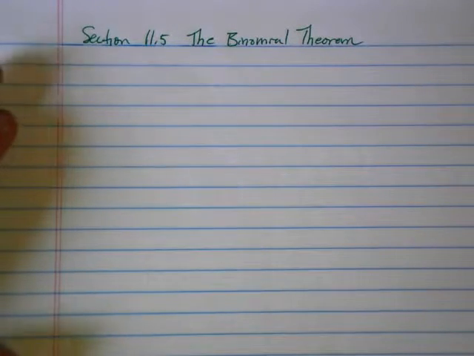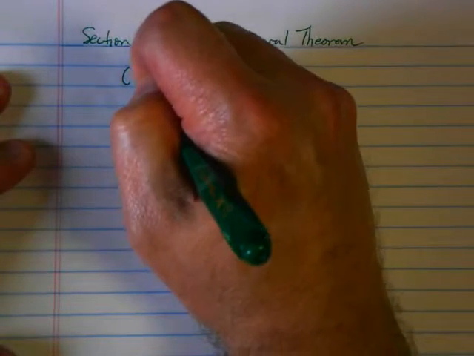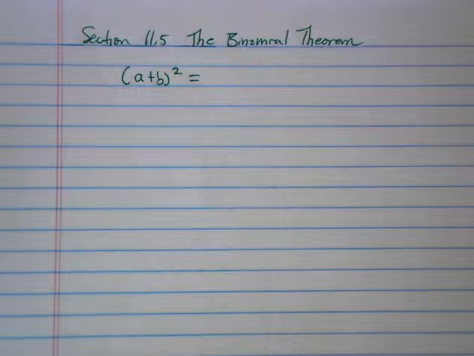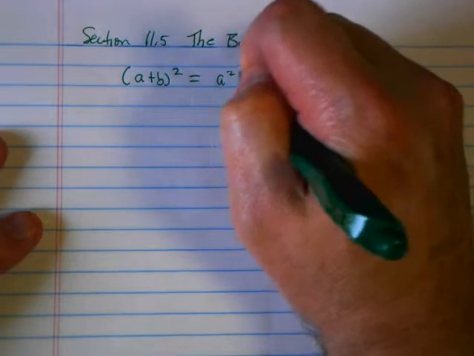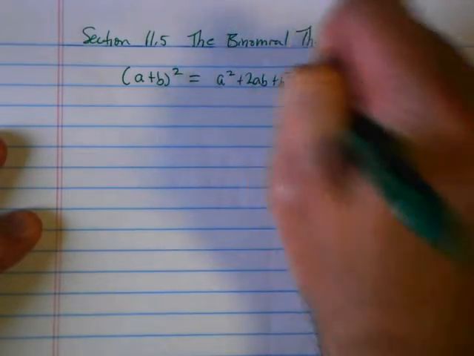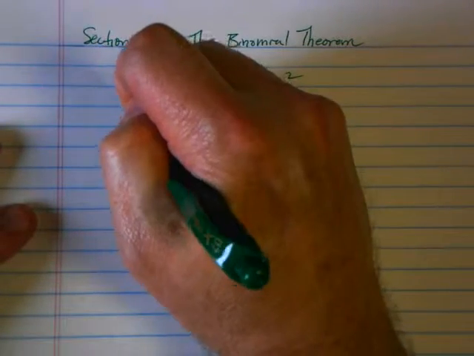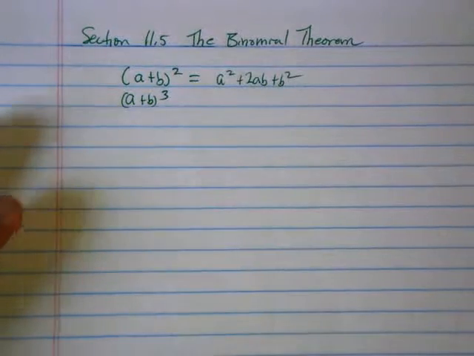We're skipping ahead to 11.5, the binomial theorem. If I asked you to take a plus b and square that binomial, what would you tell me the answer is? A squared plus 2ab plus b squared. That's correct. And how'd you get that? You do it so much after a while you memorize it. If you haven't memorized it, you do a plus b and you FOIL it out, right? What if I asked you to do a plus b cubed?